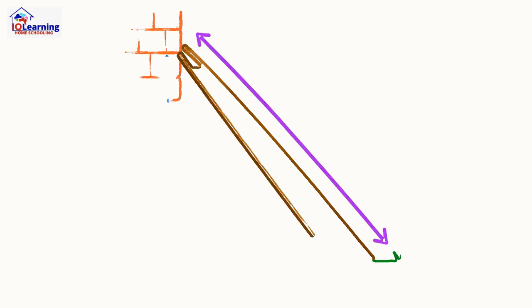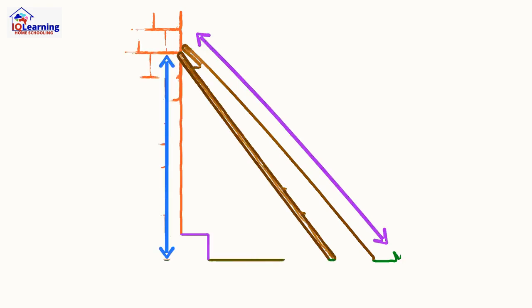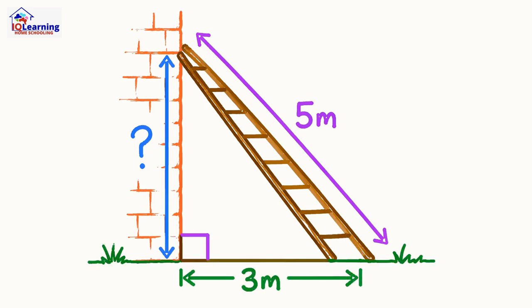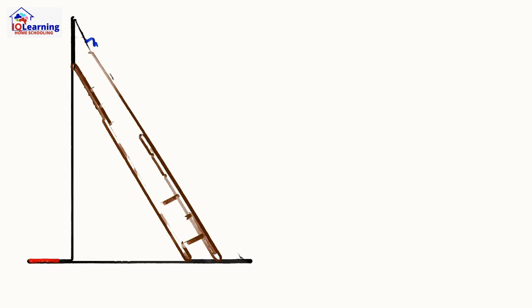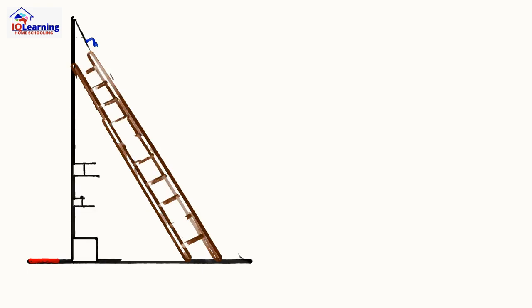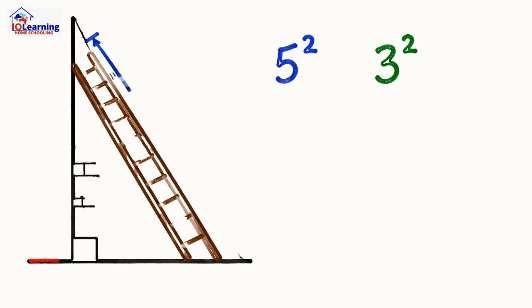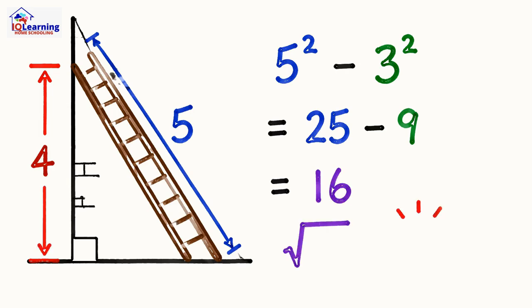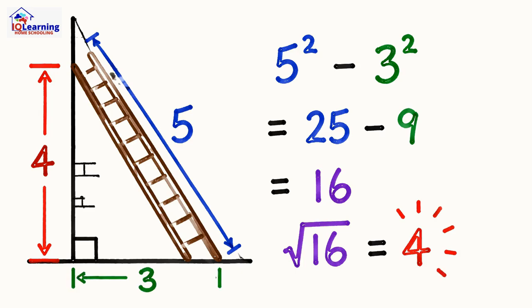Imagine a 5-meter ladder leaned against a wall. Its base is 3 meters away from the wall. How high does it reach? Here, the ladder itself is the longest side, the hypotenuse, c. To find a shorter side, we subtract. 5 squared minus 3 squared is 25 minus 9, which equals 16. The square root of 16 is 4. The ladder reaches 4 meters high, a perfect 3, 4, 5 triangle.